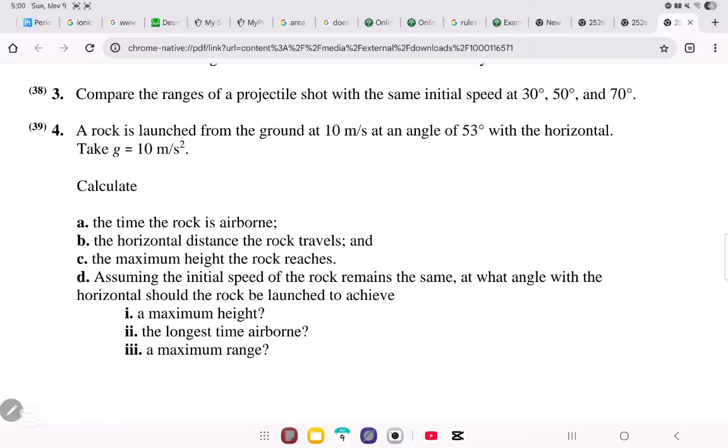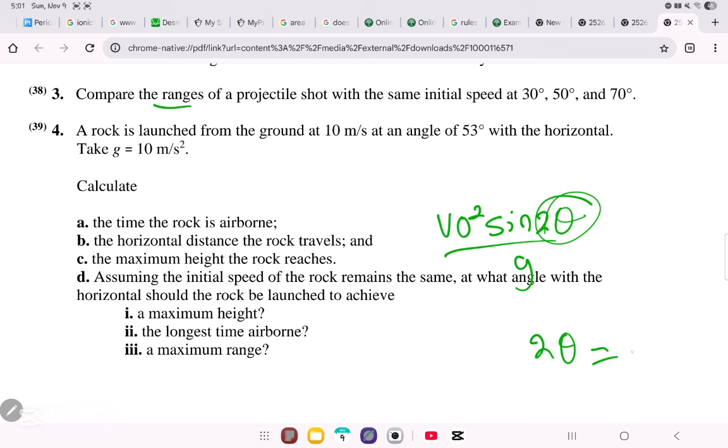So they want us to compare the ranges. What's the equation of the range? The equation of the range is v0 squared sine 2 theta over g. Now 2 theta is the most important part. The maximum angle you can have is 90 degrees. So the maximum theta we can have in projectile motion is going to be 90 over 2, which is 45 degrees. So 45 degrees is the basis.